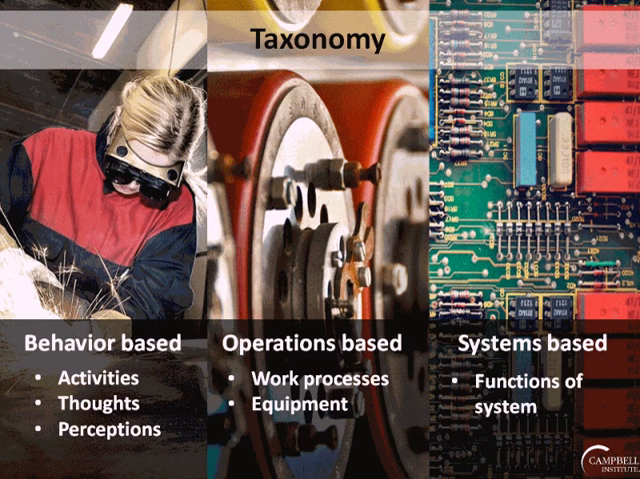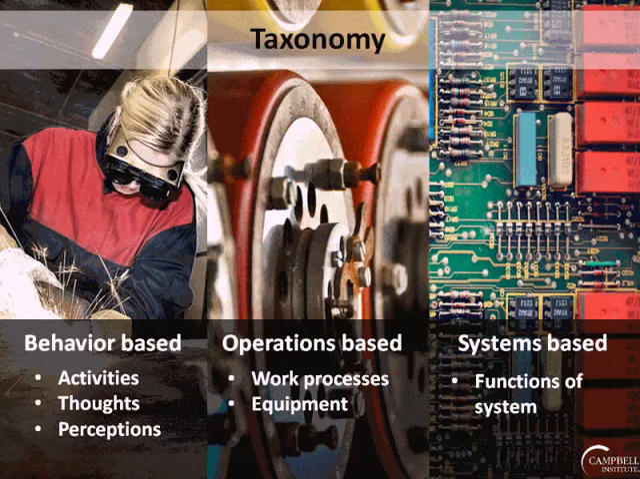But the three that we saw the most often were behavior-based, operations-based, and systems-based leading indicators. When we talk about behavior-based, we really aren't talking about blame or anything like that, but we're really talking about the activities, thoughts, and perceptions of individuals or groups of individuals, entire organizations, organizational culture. Those are the sorts of metrics that we're talking about there.